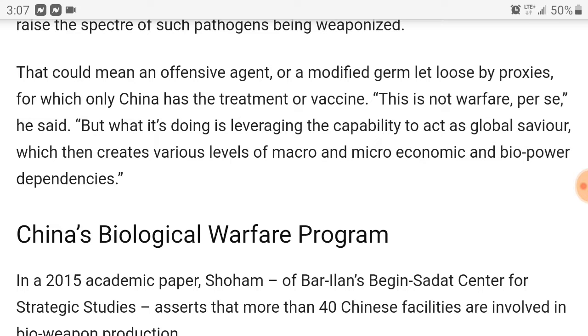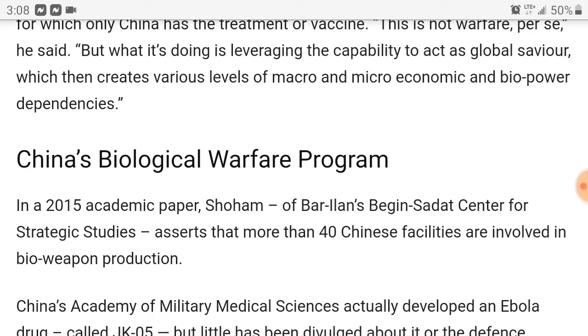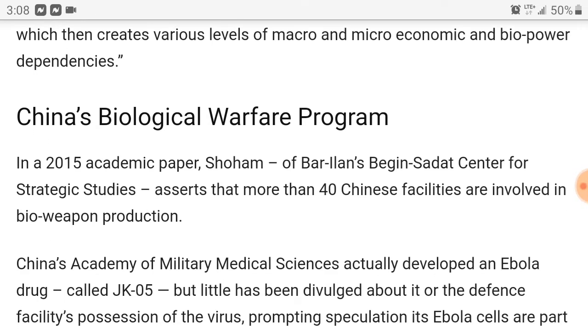It can mean an offensive agent or a modified germ let loose by proxy from which only China has the treatment or vaccine. This is not warfare per se, he said, but what it's doing is leveraging the capability to act as global survivor, which then creates various levels of biopower dependencies. It makes them have a vaccination because they created it, and they're not just going to give them to anyone. It's going to be completely outrageous.